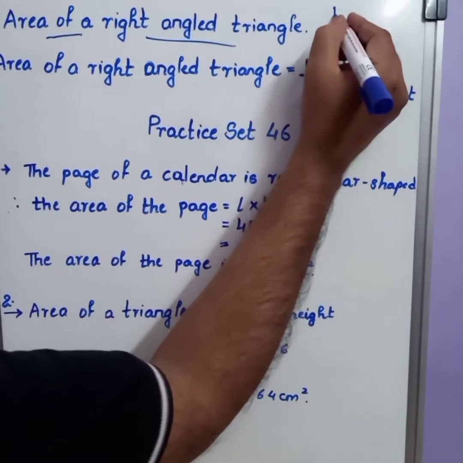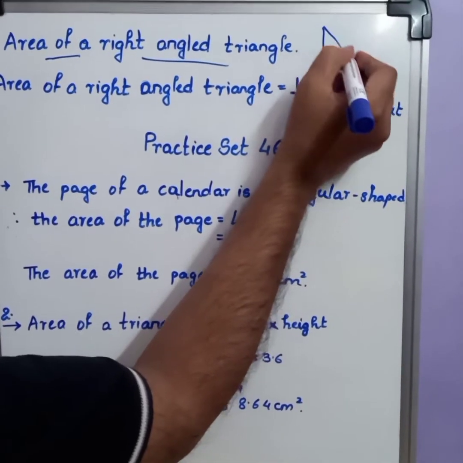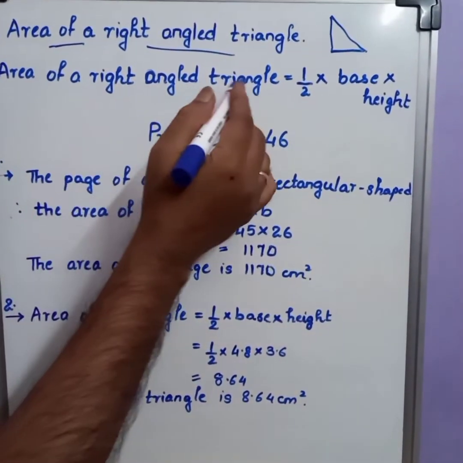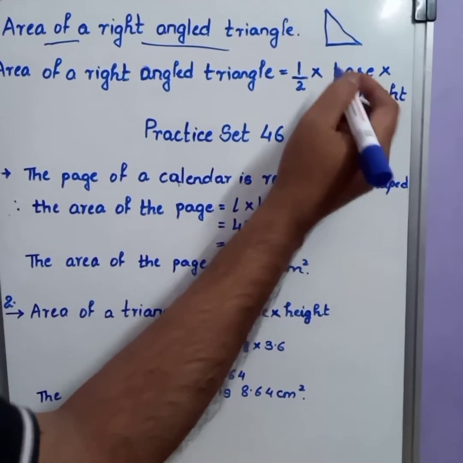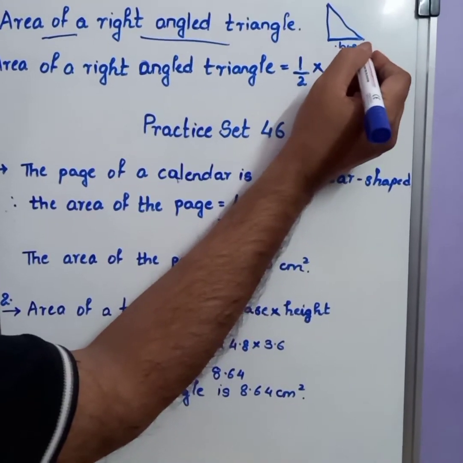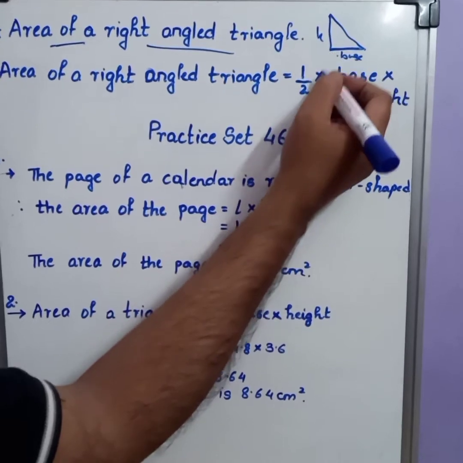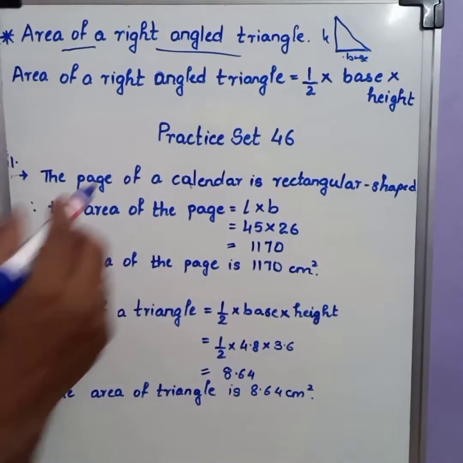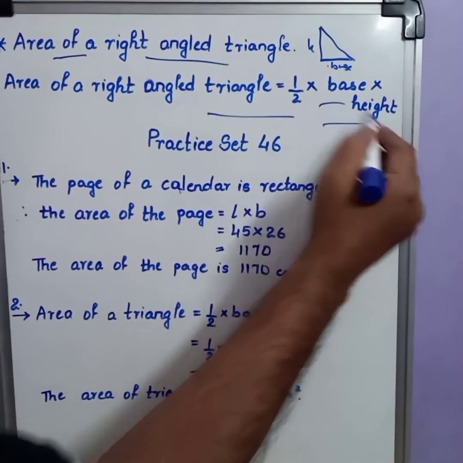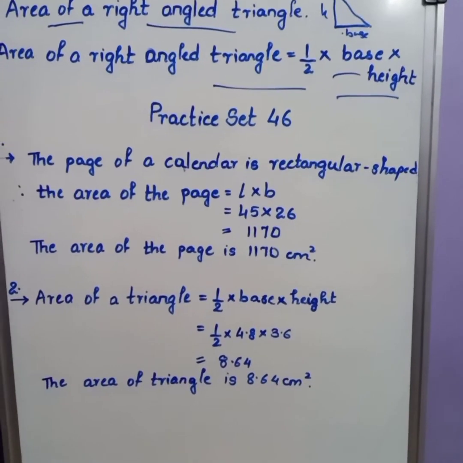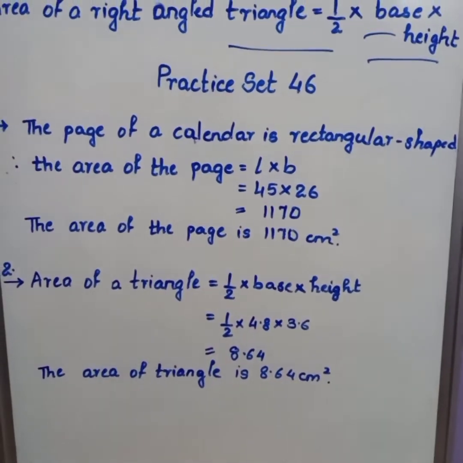If you see this, the area of a right angle triangle. So what is the area of a right angle triangle? It is half into base into height. This is called base and this is height. So it is half into base into height. This is the formula you need to keep in mind while doing area of a right angle triangle. So now we'll start with practice set 46.